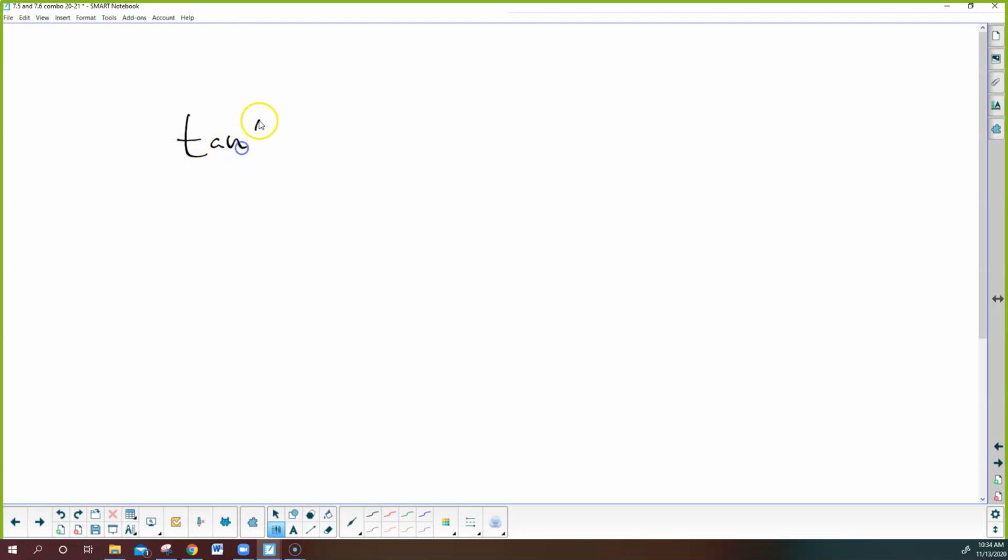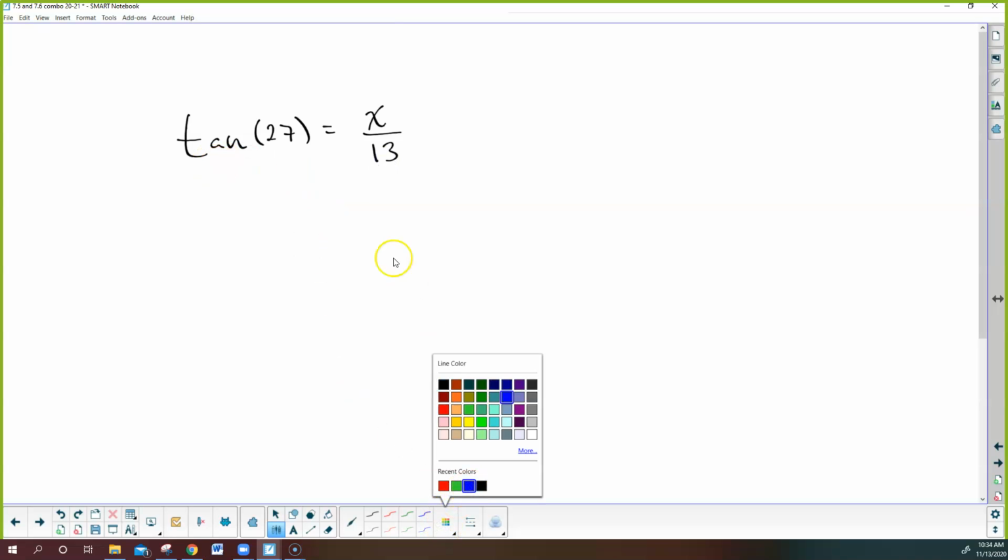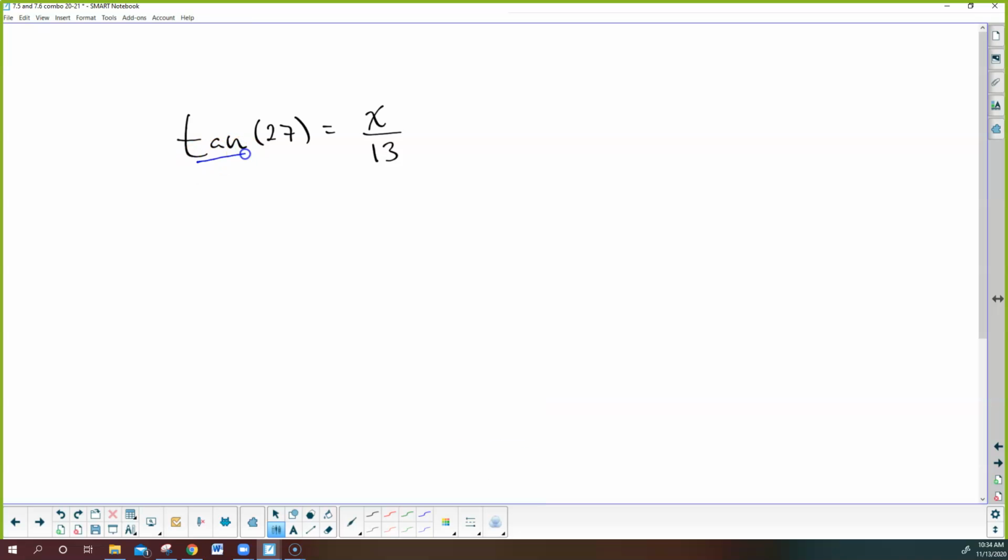What if I made up an example that I said tangent of 27 is equal to x over 13? How would I solve this? Because switching the 13 and the tangent doesn't help us. Well, look at this. When the variable is on top, we're still going to cross multiply. 1 times x is equal to 13 times the tangent of 27. So when the x is on top, you still are going to cross multiply, but it's not a divide by the tangent. Now it's a times by the tangent.